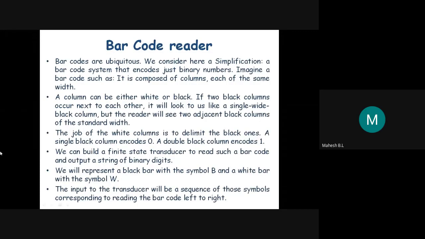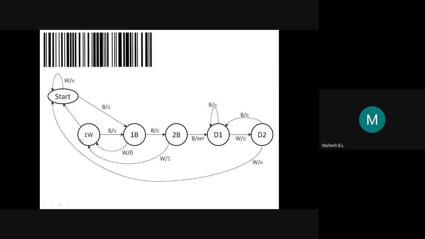We will represent a black bar with the symbol B and a white bar with the symbol W. The input to the transducer will be a sequence of those symbols corresponding to reading the barcode left to right. Here there is a barcode, and here we have the finite state transducer. It is a Mealy machine, so the output depends on the current input as well as the current state. Initially, in the start state, if you go on receiving white, there is no output. Output is epsilon. You just stay in the start state because you must encounter a black to start processing. If you have only white, processing has not yet started, so you remain in the start state.